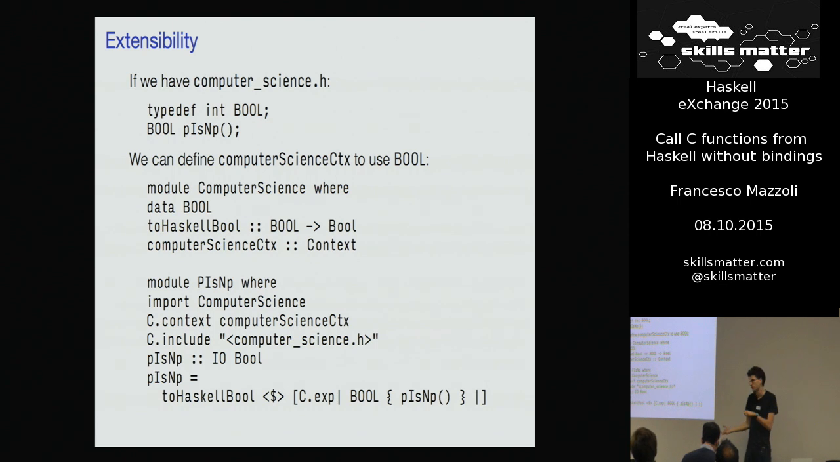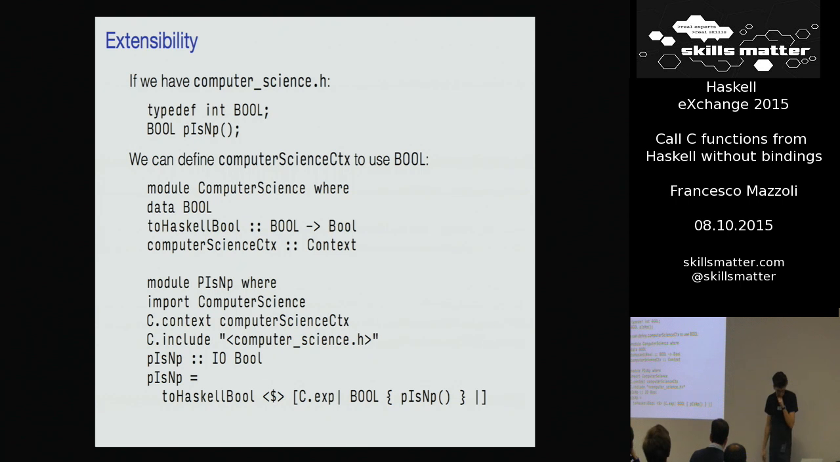And inline C will convert it to the right Haskell type when the C function executes. So in this case, we're taking out something of type bool, which we've mapped to a data type we define, probably containing a C integer. And we're converting to a Haskell Boolean with this function. We're also including the header and setting the context. But the idea is that you can add all the C types that you want.